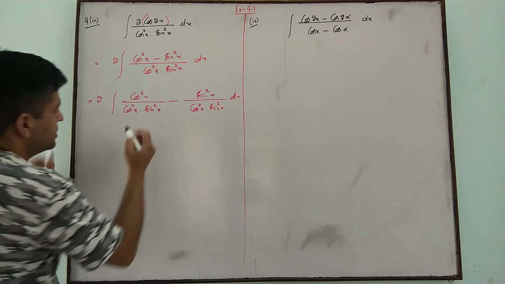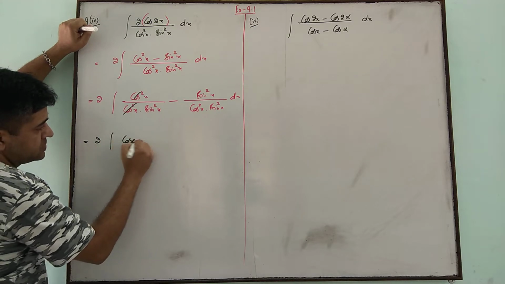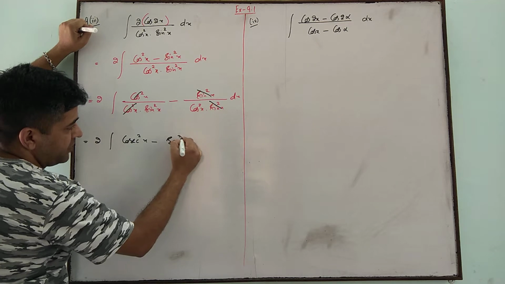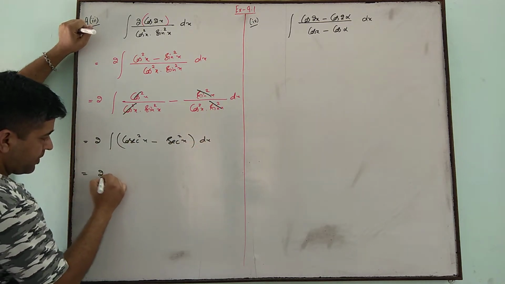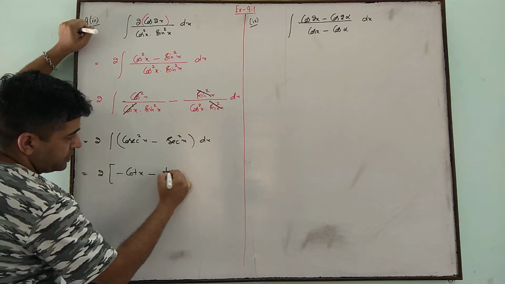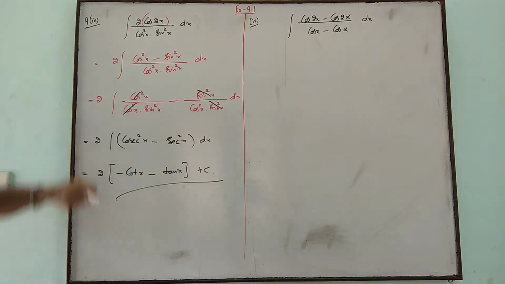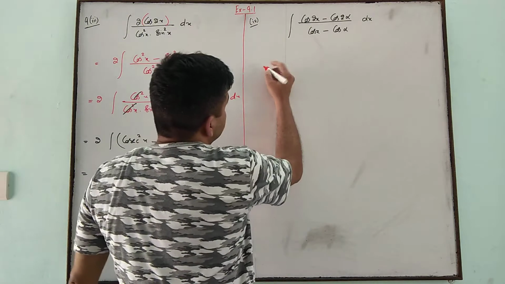and this is cosecant square x minus secant square x, and we know the direct integral of this: minus cotangent x, and for secant square x, tan x plus c, taking the minus sign common.